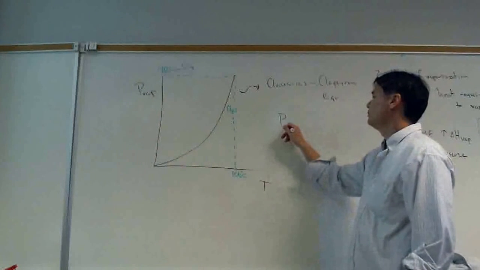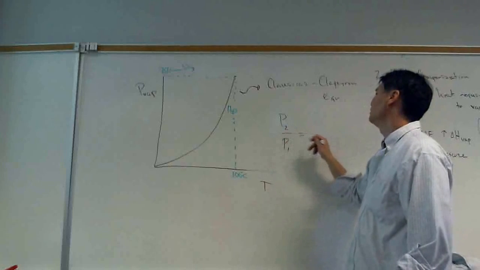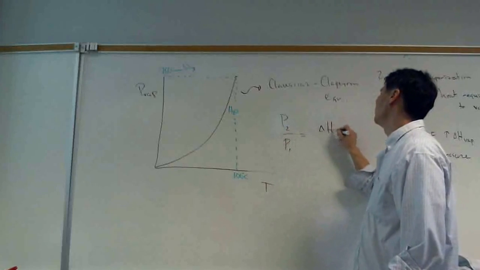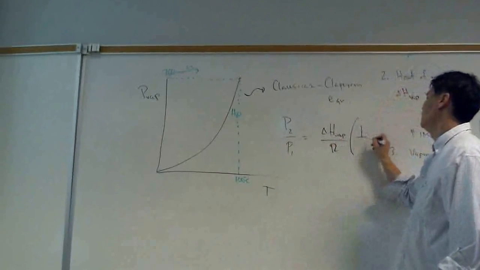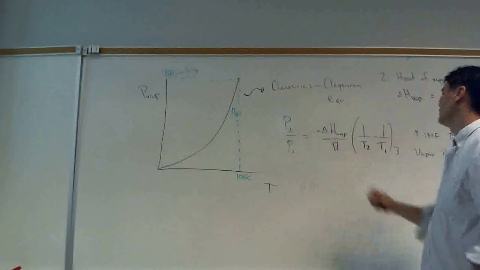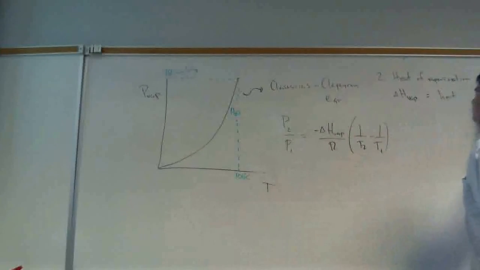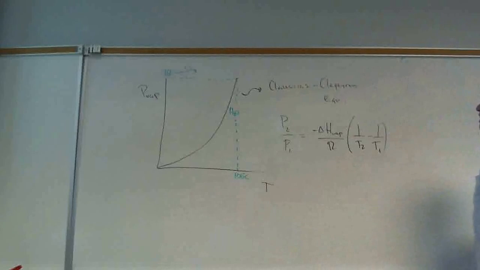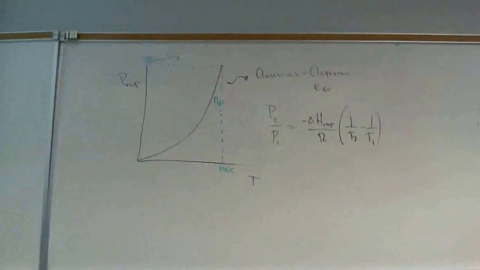We have this, we call it P2 over P1 is equal to delta H of vaporization over R, 1 over T2 minus 1 over T1. I think it's a negative. This is jumping ahead a little bit. Let's see the Clausius-Clapeyron equation here.